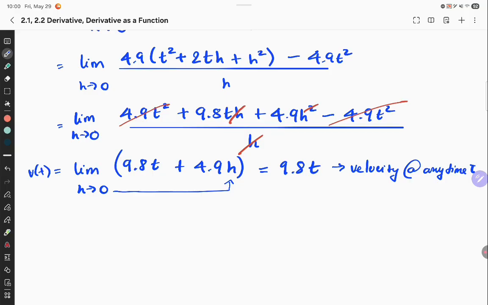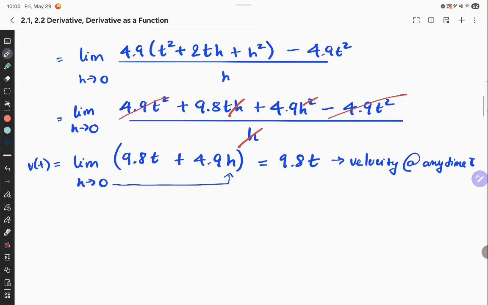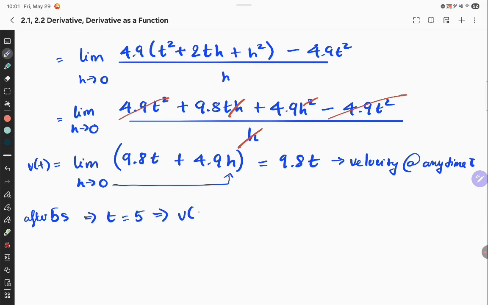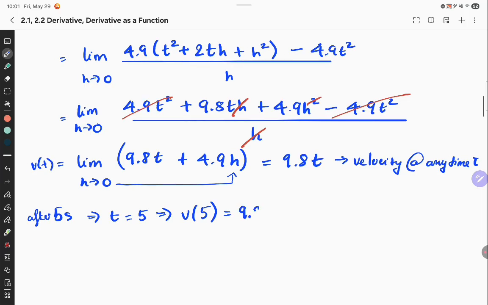Then the question asks you, at exactly 5 seconds, how fast is it? So after 5 seconds, that means t equals 5, then the velocity v sub t. You're going to plug in 5: v of 5 is going to be 9.8 times 5, which is 40? 49 or 45?